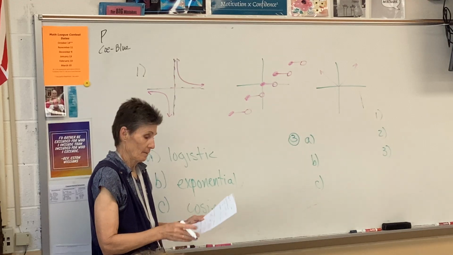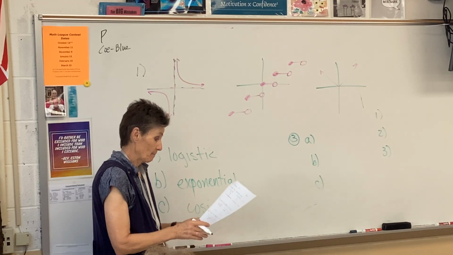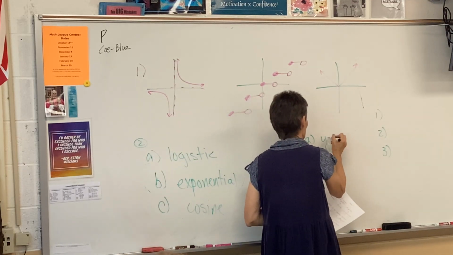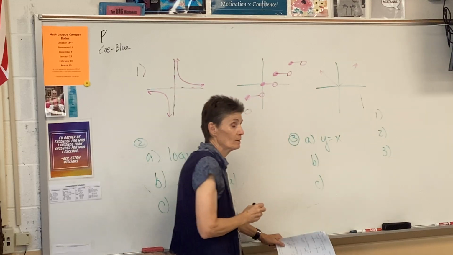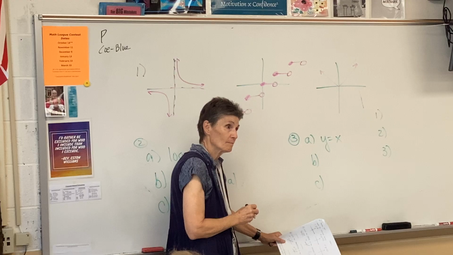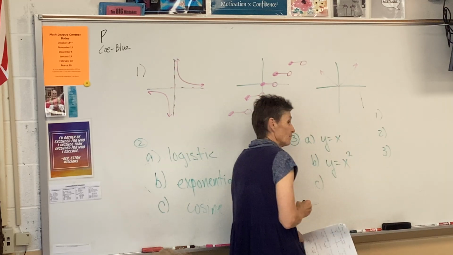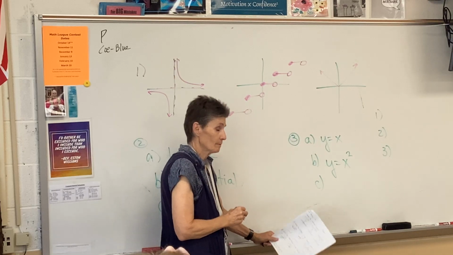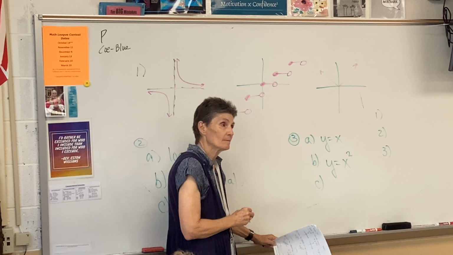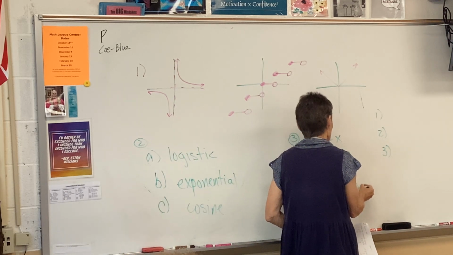Okay. Now equations. What's the equation for A? y equals x. That's your linear function. What's the equation for B? y equals x squared. That's your quadratic or squaring function. And what about C? Be careful. Which one's that? ln x. That's your logarithm function. ln x. Got it.